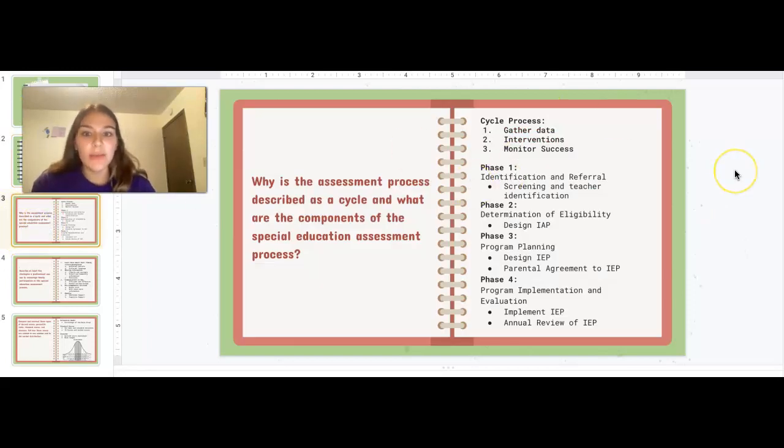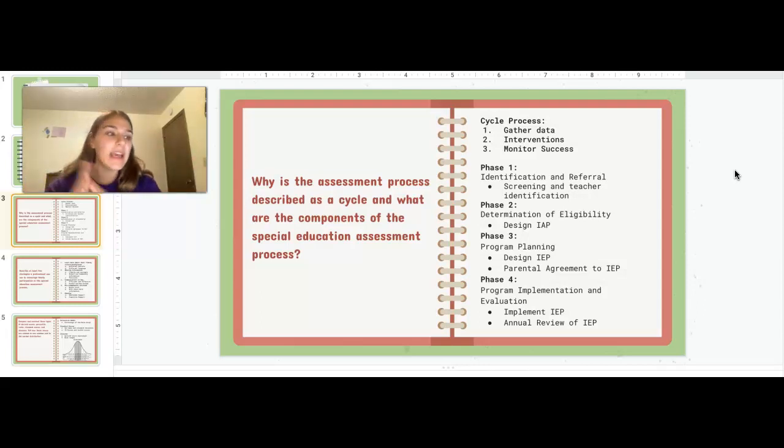So moving on to question number 2, why is the assessment process described as a cycle and what are the components of the special education assessment process? So the reason why it is a big cycle is because these 3 steps have to be repeated constantly. Always, every single time that you monitor them, you have to go back and gather more information and then observe. So I'll explain the process.